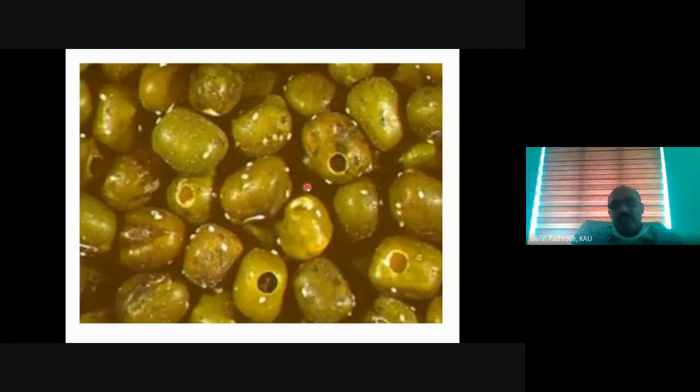One typical feature is that here you can see some white spots on this green gram. Whatever white spots you see on this green gram are eggs of Callosobruchus. What the insect will do is glue the eggs onto the grain.